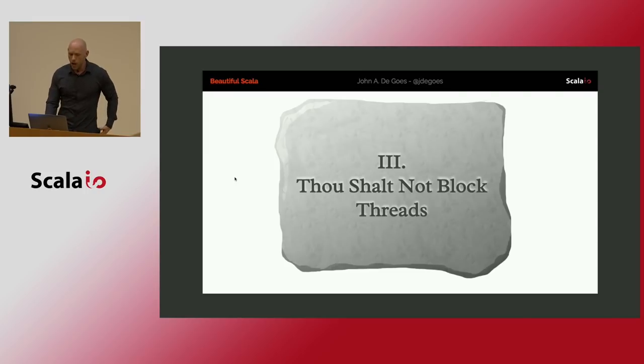Number three, thou shalt not block threads. In this day and age, we know the correct solution to high performance programming is asynchronicity. We write asynchronous programs that don't block threads whenever we can do so. Obviously, with JDBC, we still have to block threads. There's a few things like that. But even JDBC is in the process of producing an asynchronous version of that. So at some point in the next 5 years, you will be able to write an application with zero blocking code of any kind.